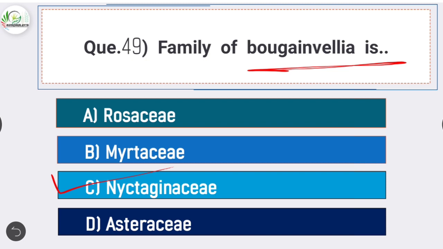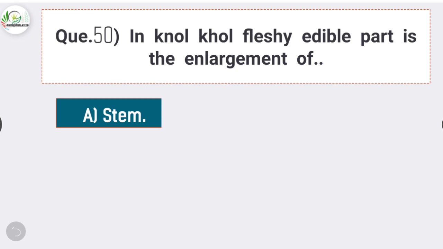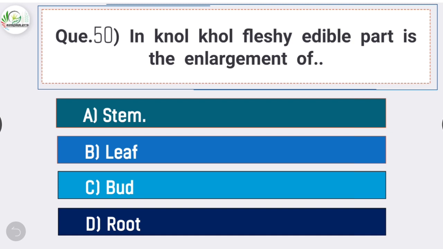Question number 50. In alcohol, fleshy edible part is the enlargement of? Answer is option A, stem. In alcohol, fleshy edible part is the enlargement of stem.